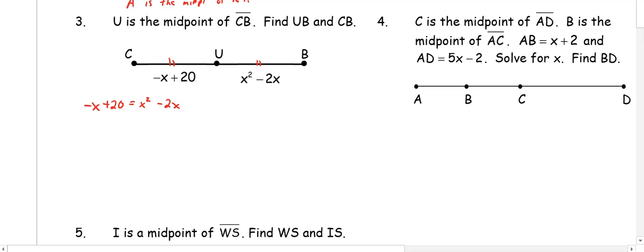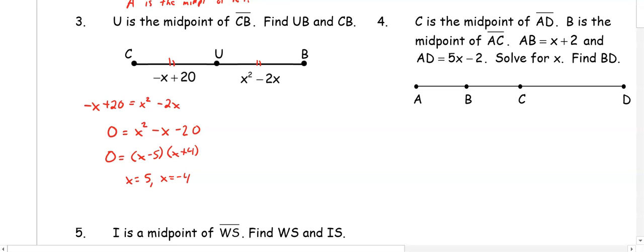Because there's an x squared in the problem, that means we're going to factor. So we're going to move everything to the x squared side. So 0 equals x squared minus x minus 20. We need two numbers that multiply to negative 20 and add to negative 1. So we're going to have 0 equals x minus 5 and x plus 4. When we switch our signs, x is 5 and x is negative 4.